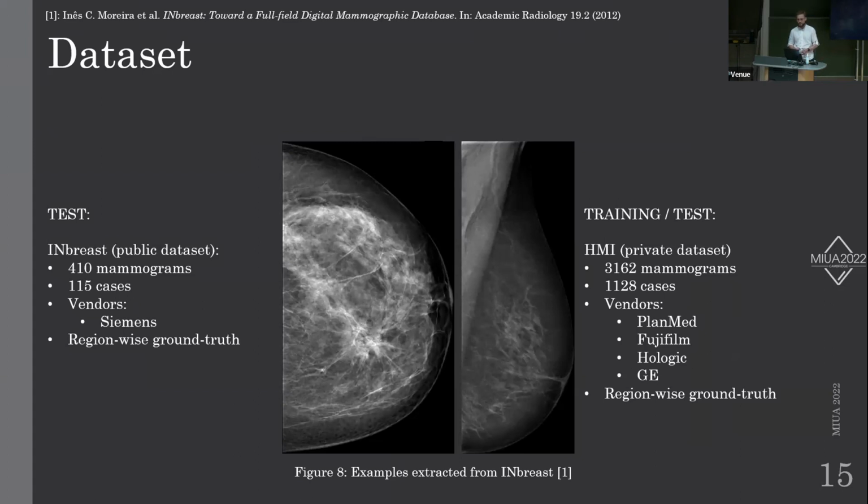The second dataset is used for the training and testing part and is our private dataset. It is composed of 3,162 mammograms coming from 4 different vendors, to be more generalizable during the training process and not overlap with the first public dataset, InBreast.